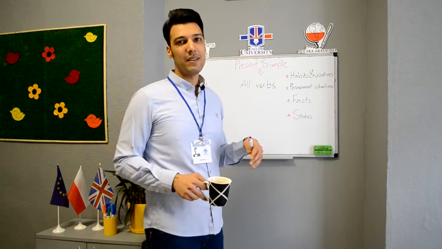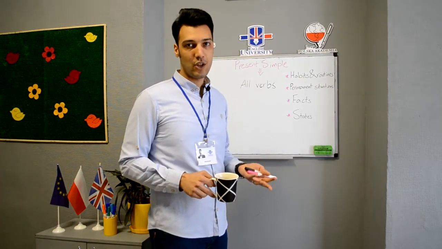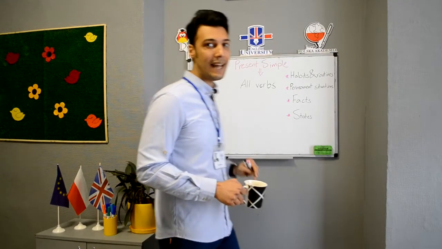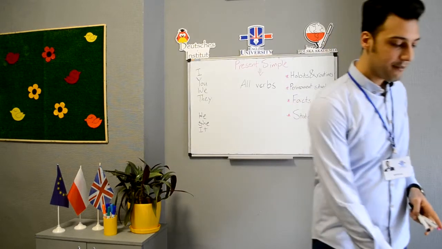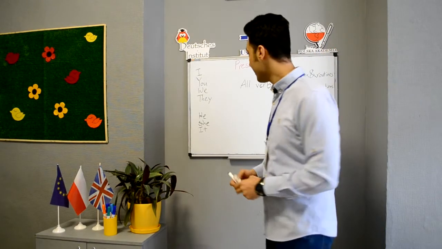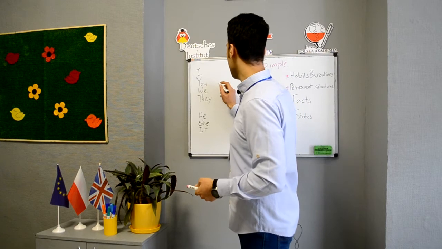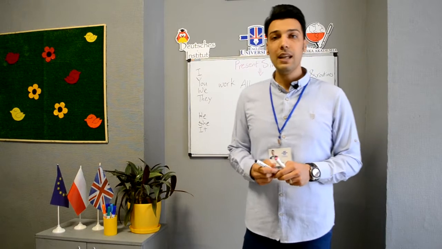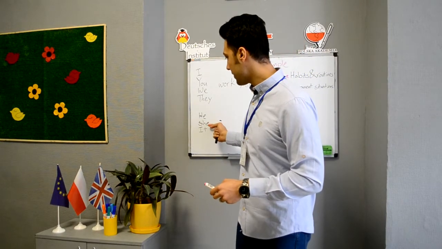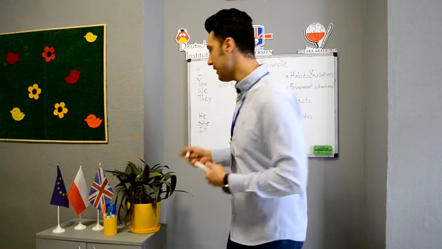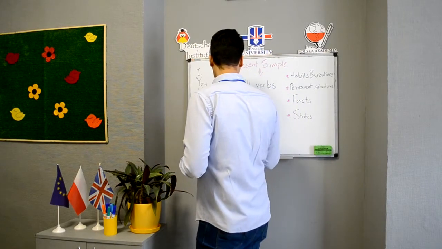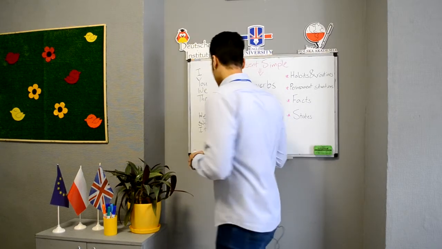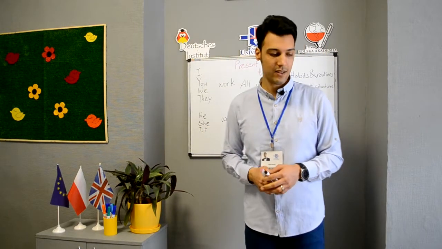First of all, let's talk about the construction of this type of verb. When we have the subject pronouns I, you, we, and they, we use the base verb. For example, let's take the verb work. When we have the subject pronouns he, she, it, we add s to the verb. Okay, let's talk about it.